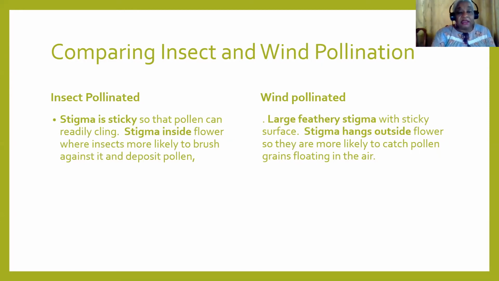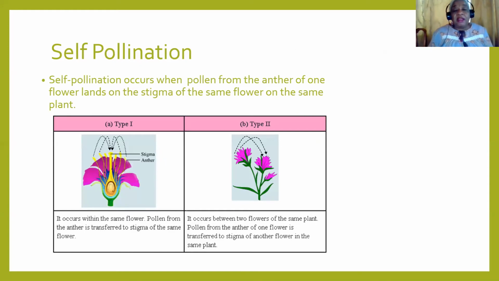And again, insect pollinated stigma is sticky inside the flower. Insects are more likely to brush against it. In wind pollinated, the feathery stigma hangs outside the flower to catch the pollen grains floating in the air. Now let's talk about self-pollination and cross-pollination.